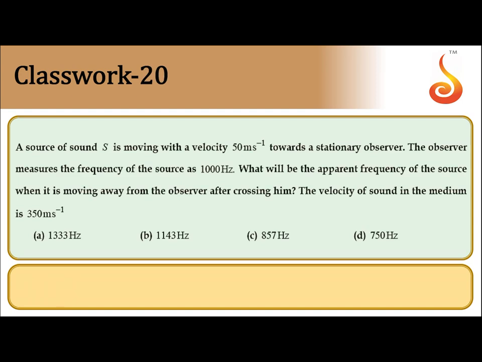Next one. A source of sound S is moving with a velocity of 50 meters per second towards a stationary observer. The observer measures the frequency of the source as 1000 Hz. What is the apparent frequency of the source when it is moving away from the observer after crossing him? The velocity of sound in the medium is 350 meters per second.